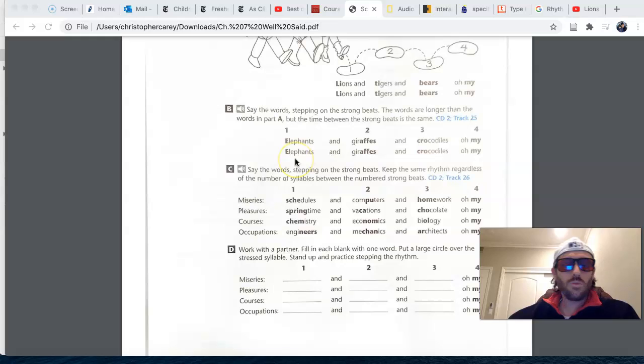All right, one last one. We'll look at jobs or occupations. Engineers and mechanics and architects. Oh my. Engineers and mechanics and architects. Oh my. So all of this is just demonstrating the fact that rhythm is dictated by what?